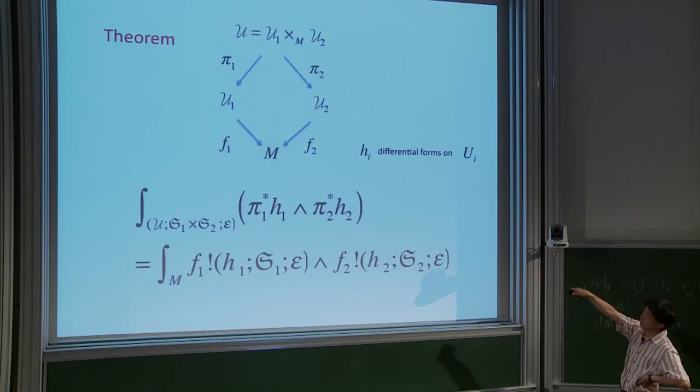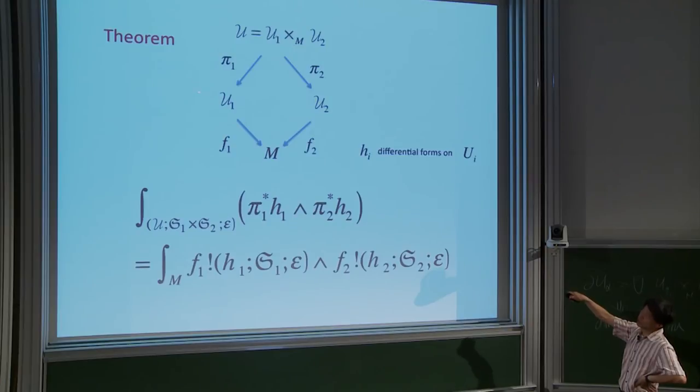You get the differential form on M. And you push out using this S2, and you get a differential form on M also. You take the wedge product. This is smooth differential forms on this finite dimensional manifold, and you integrate. So this is the second formula.